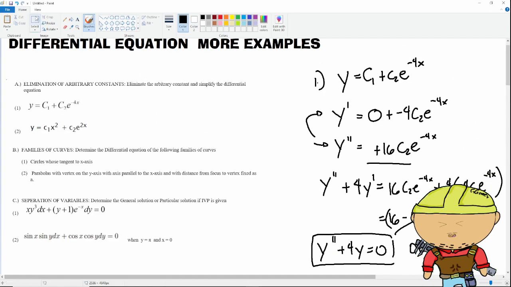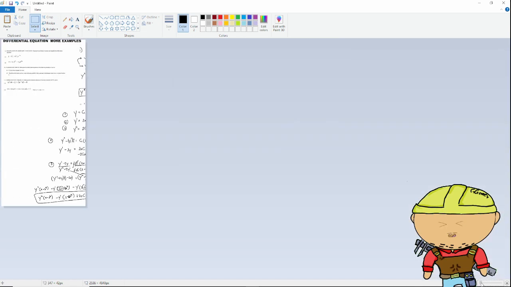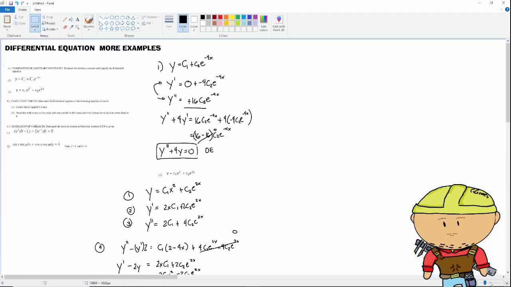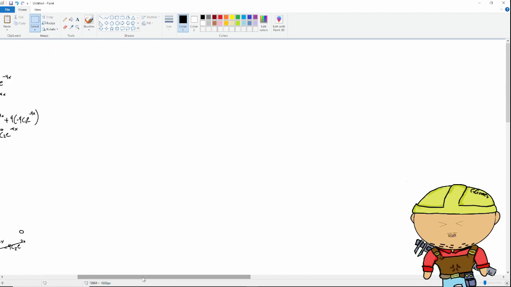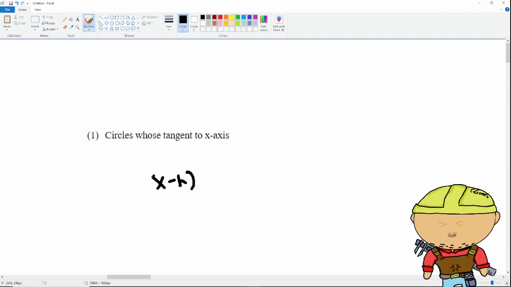Let's move on to circles whose tangent is to the x-axis. So this is a family of curves problem, and a family of curves talks about curves or equations of curves. For example, a circle is a curve: x minus h squared plus y minus k squared is equal to r squared.